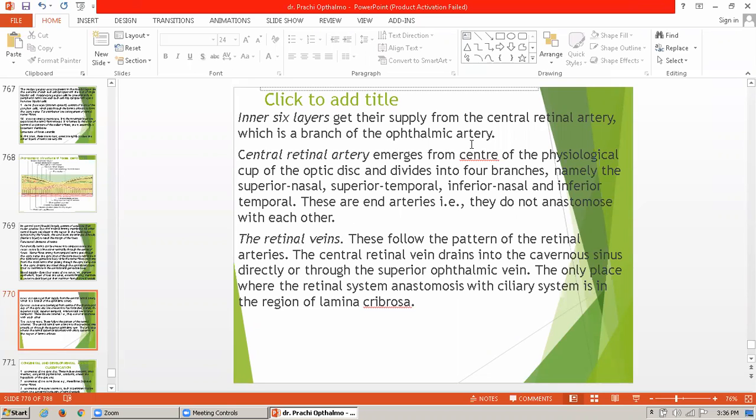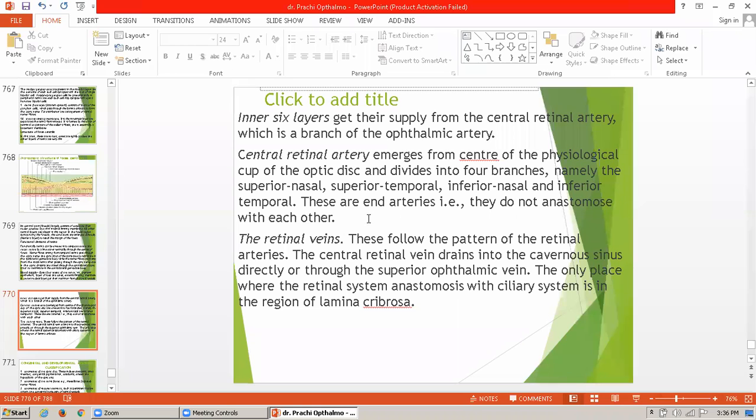The central retinal artery emerges at the center of the physiological cup of the optic disc and divides into four branches, namely the superior nasal, superior temporal, inferior nasal and inferior temporal. These are end arteries and they do not anastomose with each other.